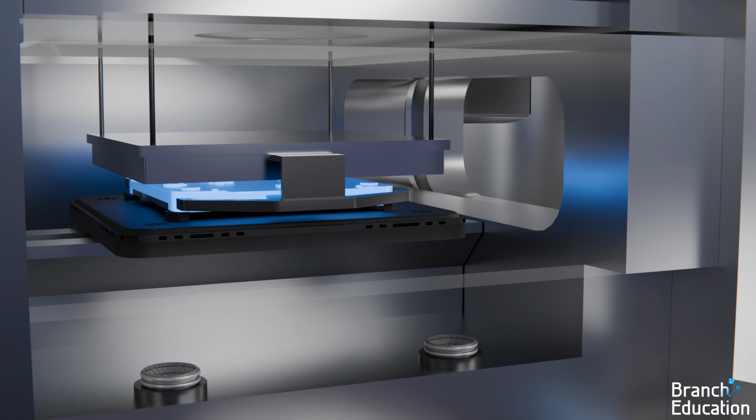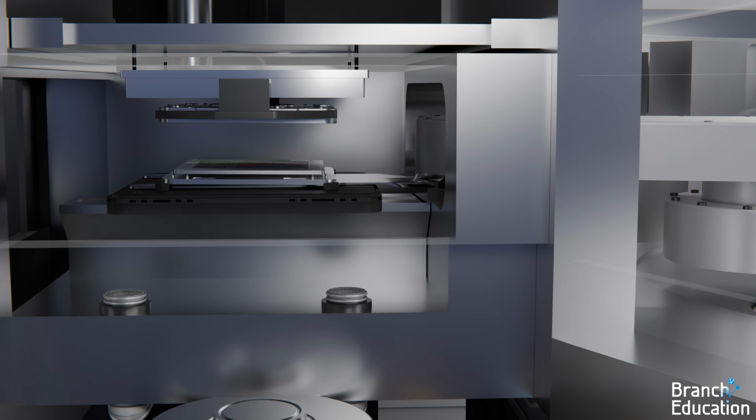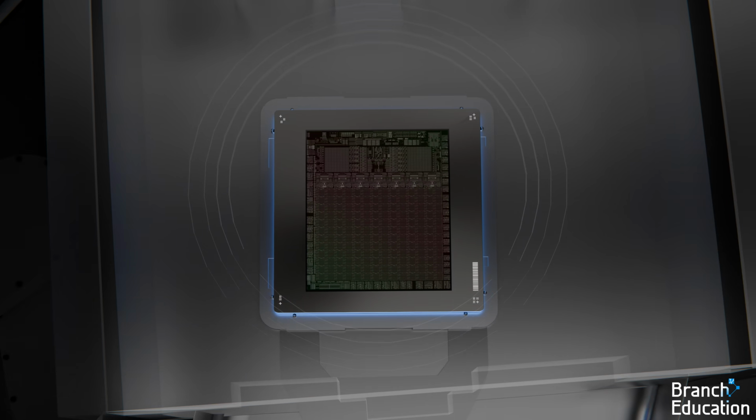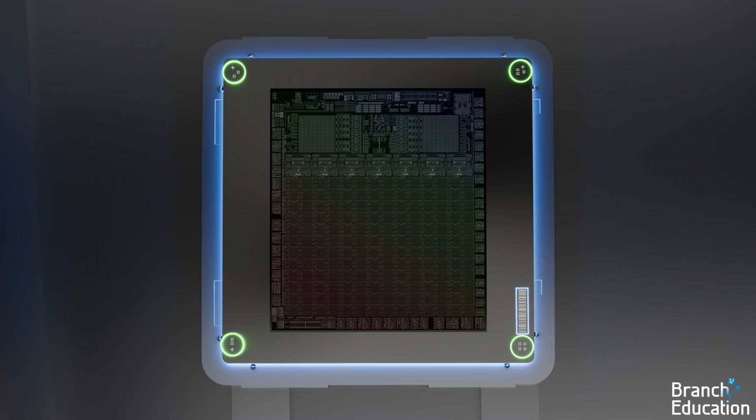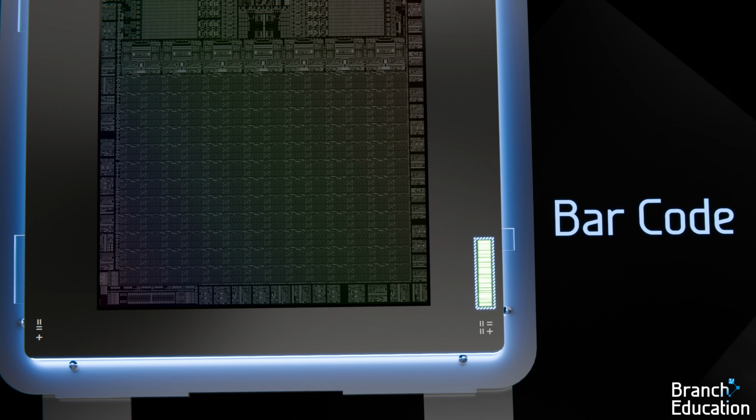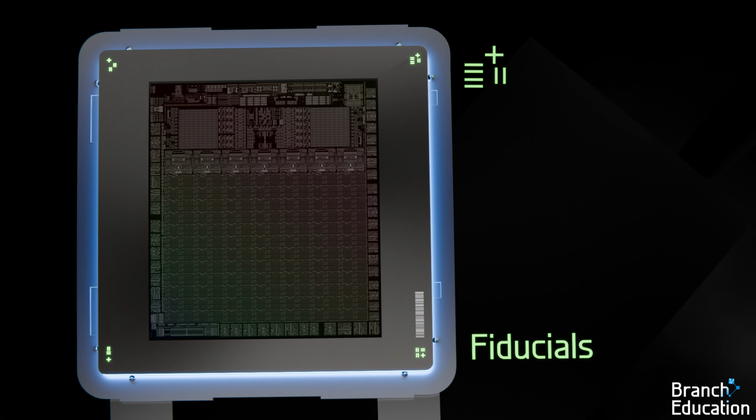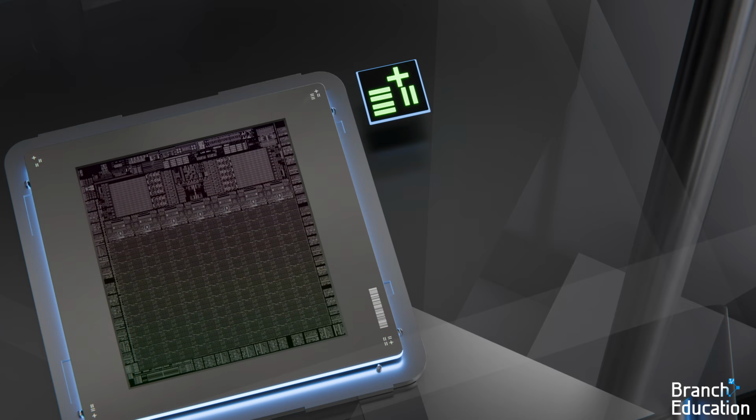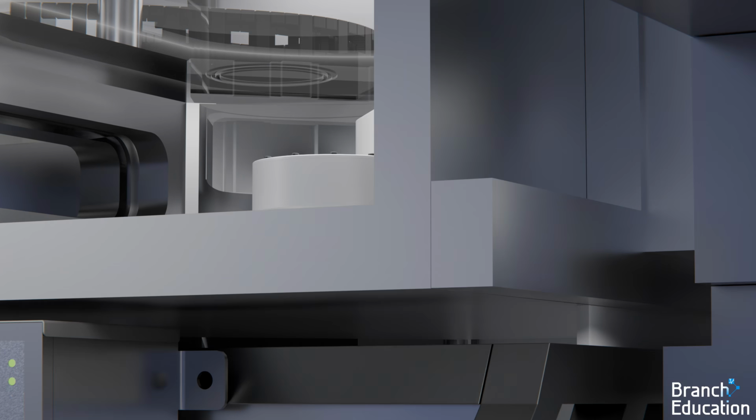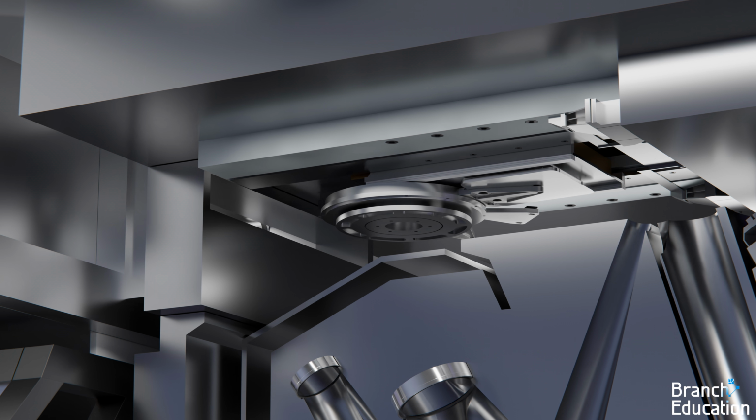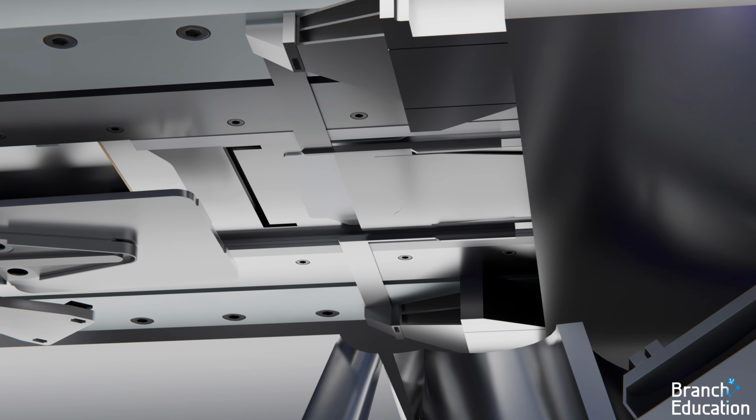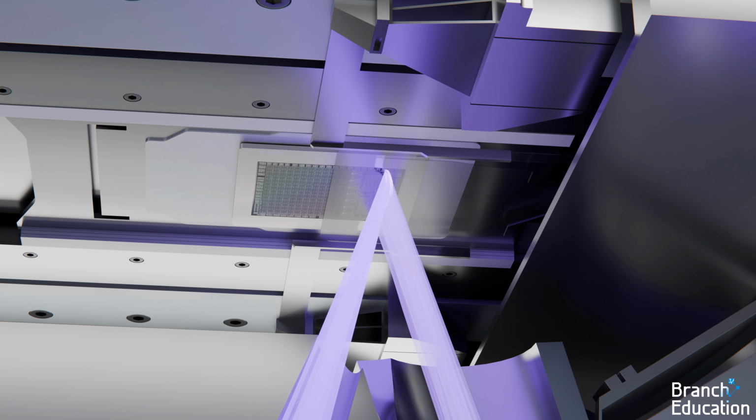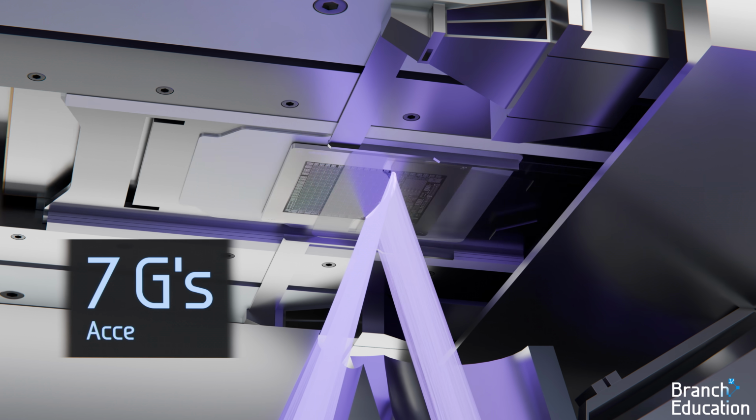Next, the inner pod opens up and a separate robotic arm carries the mask and base to an inspection station. Each mask has half a dozen different marks, including a barcode, as well as fiducials, which are designs used to align the mask with sub-nanometer level accuracy. The mask is carried over to and loaded onto the reticle stage, which moves back and forth across the EUV beam with incredible accuracy, and at high speeds with more than 7 Gs of acceleration.